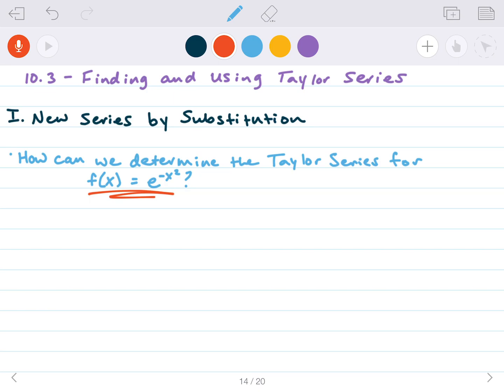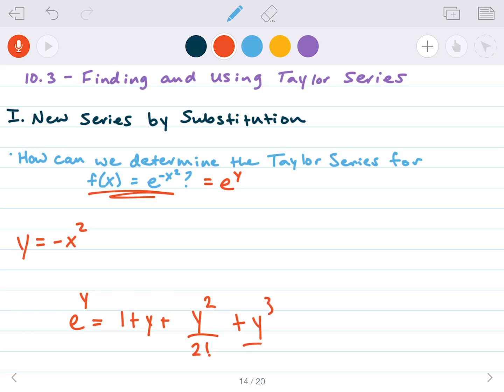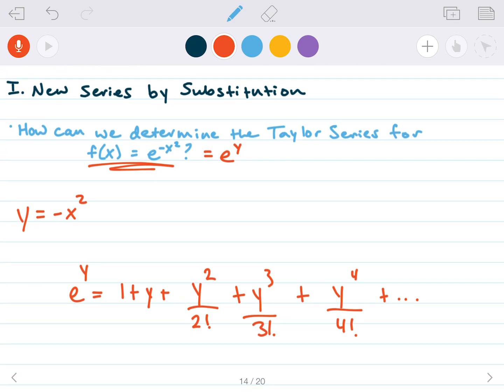Well, what I can do is look at the basic function of e to the x, but instead of e to the x, I'm going to make a substitution here. I'm going to say, how about we let y equal negative x squared, right? So then this is going to equal e to the y. Well, e to the y, we know what that is. We just have 1 plus y plus y squared over 2 factorial plus y cubed over 3 factorial, and so forth and so forth. y to the 4 over 4 factorial, and it keeps going.